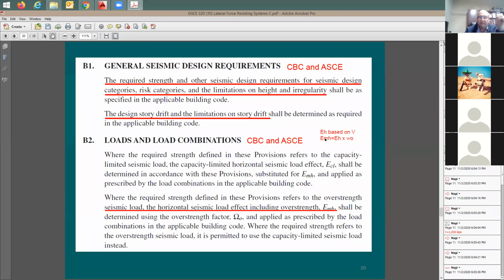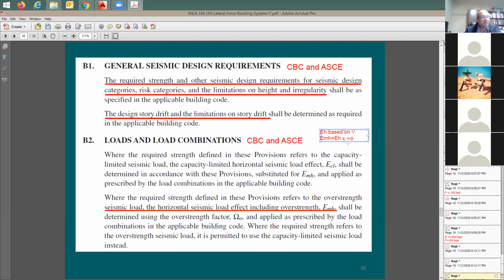If you take the same axial force based on your analysis in the moment frame and multiply it by omega naught, which is 3 in the case of a seismic moment frame, you're now at the level of maximum. We call this including overstrength. So what is overstrength? Overstrength is this omega naught. We call this the overstrength factor. The overstrength factor multiplied by E sub H gives you E sub MH, which is the maximum.